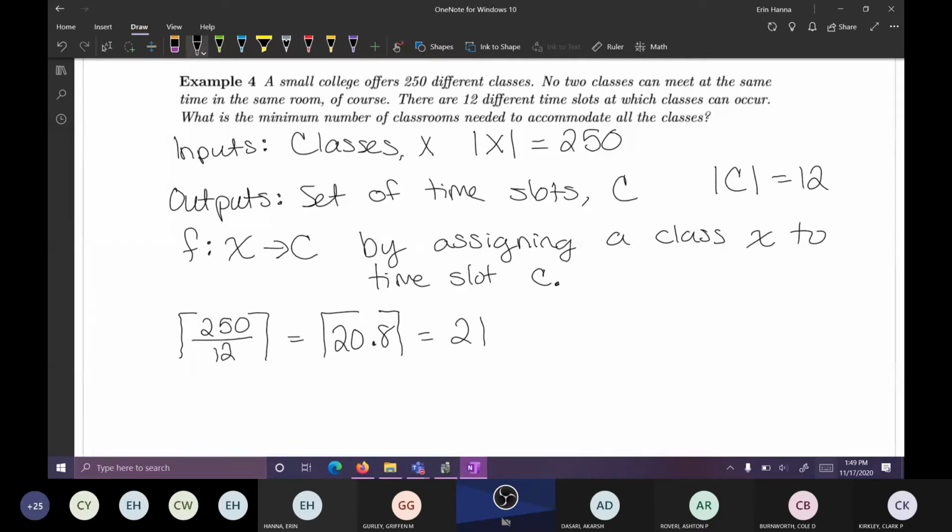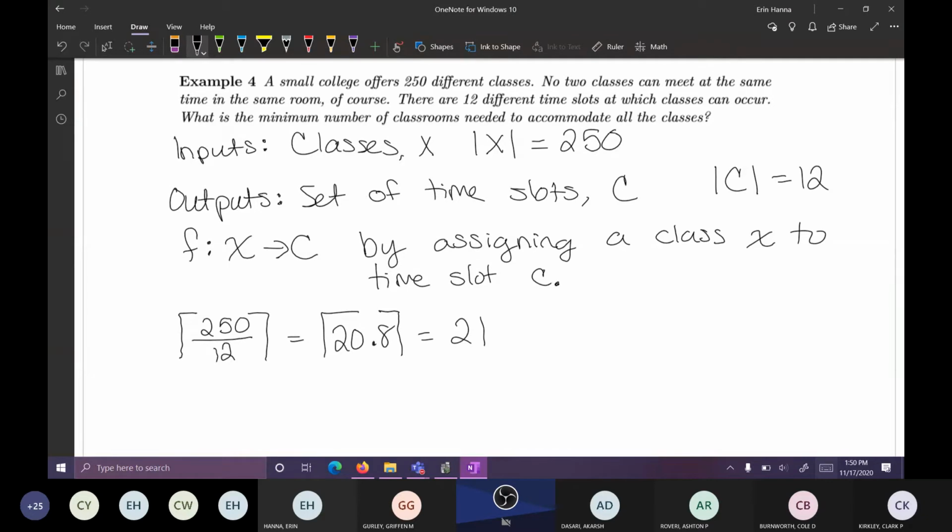So sorry, let me back up. We need to take the number of inputs divided by the number of outputs. So 250 divided by 12 gives you 20.8. Then the least integer greater than 20.8 is 21. So there must be at least 21 classes. I'm really sorry about that.